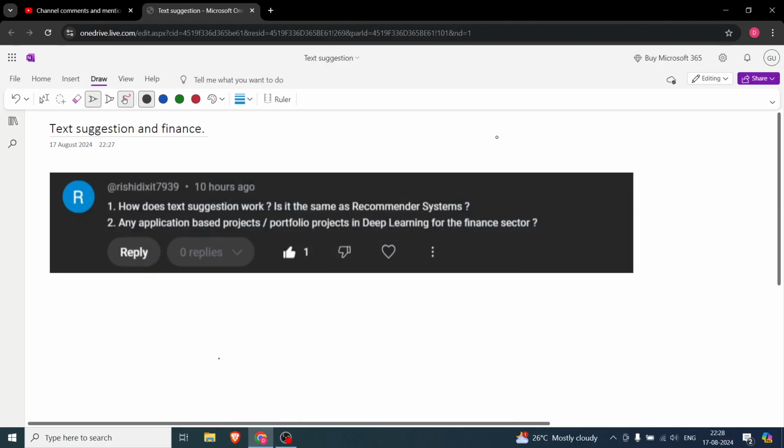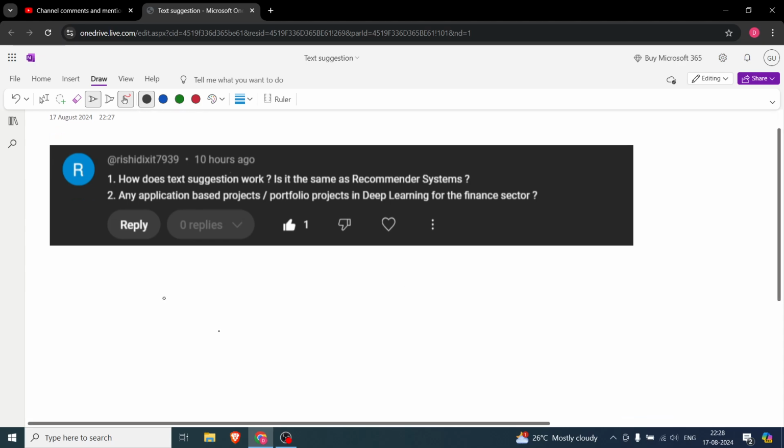Hey everyone, so we have a question here. The first question is, how does text suggestion work? Is it the same as a recommender system? Then we will be going into the second question, which is on the finance sector. So first one is, how does text suggestion work?